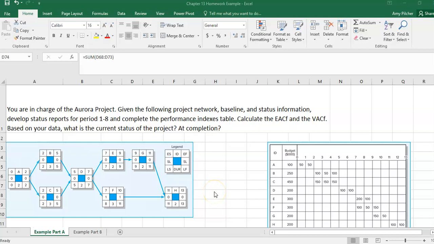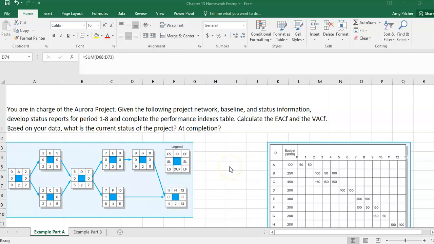This video is looking at a homework problem from chapter 13 in our project management textbook. This example is example 8, which is also covered in the appendix to the textbook. But I've put all of the information from the problem into an Excel spreadsheet so we can look at how we would calculate these formulas in an Excel spreadsheet.